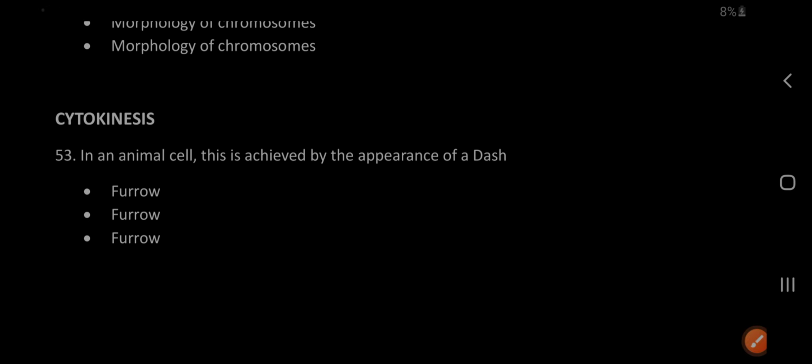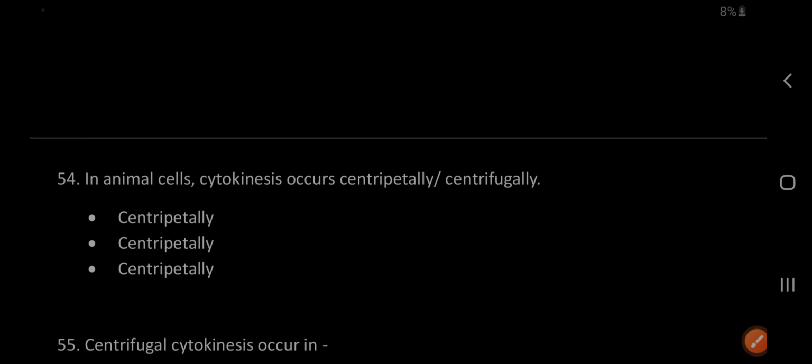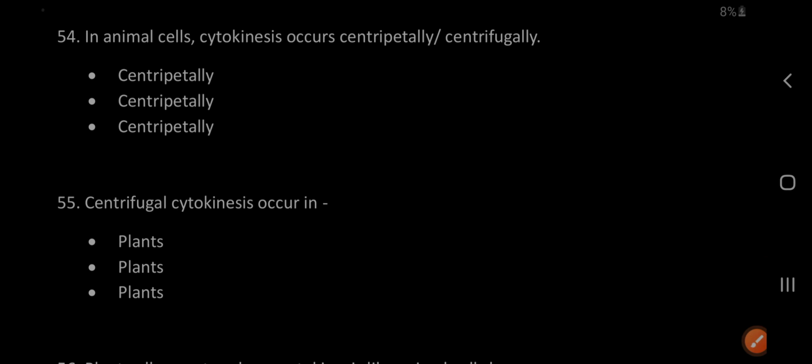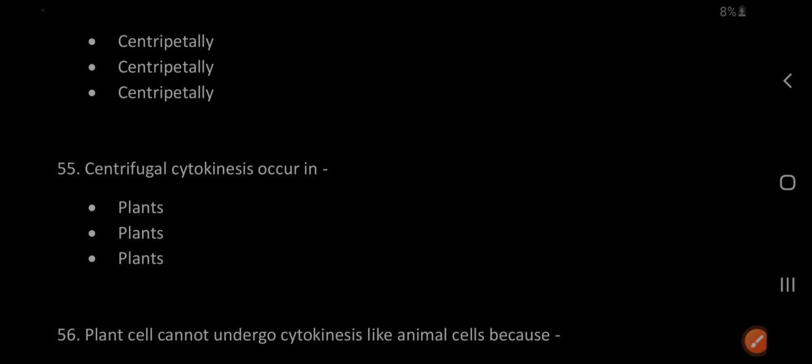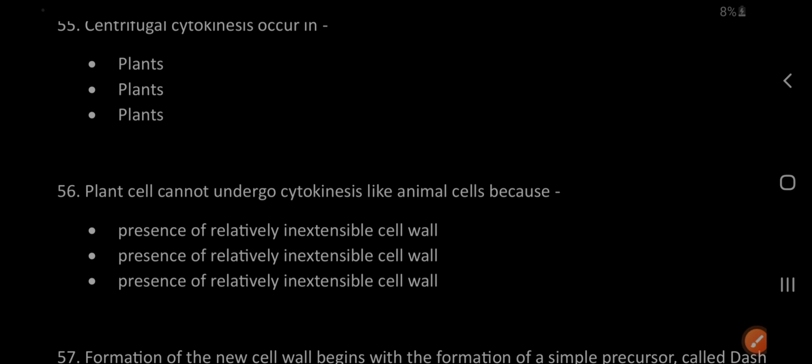Cytokinesis. In an animal cell, this is achieved by the appearance of a furrow. In animal cells, cytokinesis occurs centripetally. Centrifugal cytokinesis occurs in plants. Plant cells cannot undergo cytokinesis like animal cells because of the presence of a relatively inextensible cell wall.